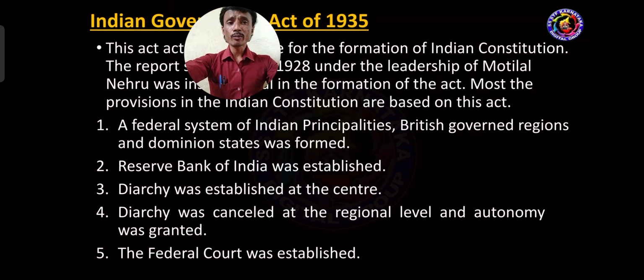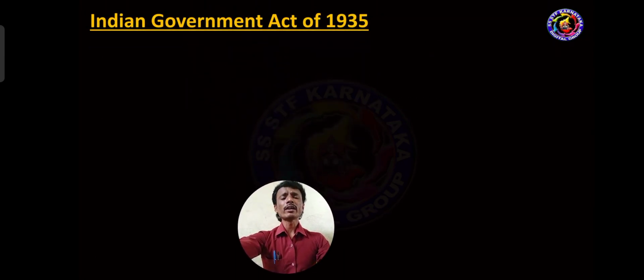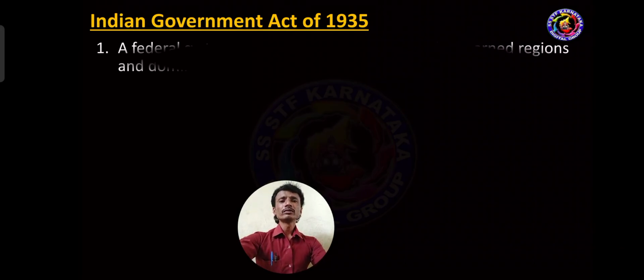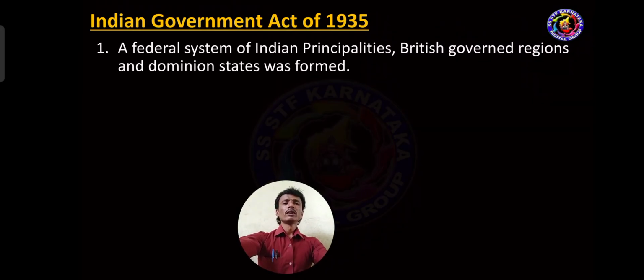Central level Supreme Court and state level high courts. So the federal courts were established under the 1935 Government Act. So this is all: a federal system of Indian principalities, British governed regions and dominion states was formed.